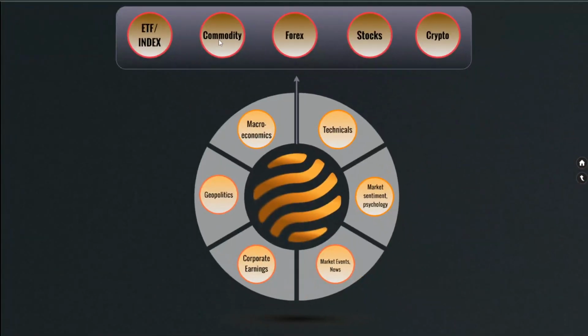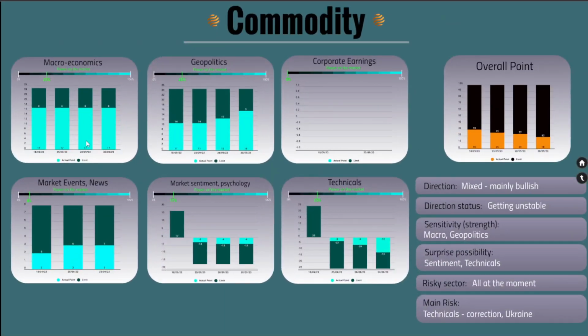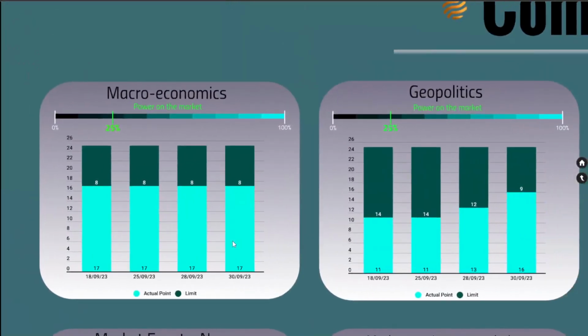But if we take a look at the commodity market, as you can see, the macroeconomic effect on the market could be 25% responsible for the whole market movement.